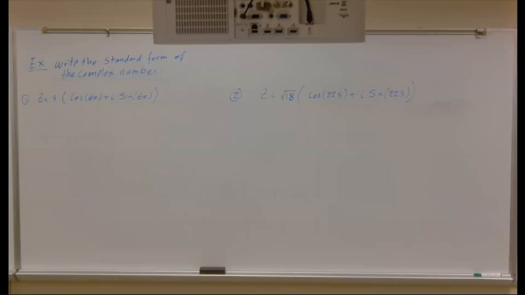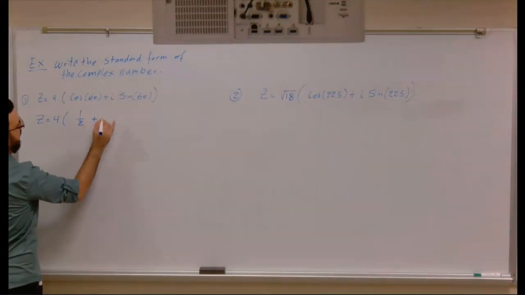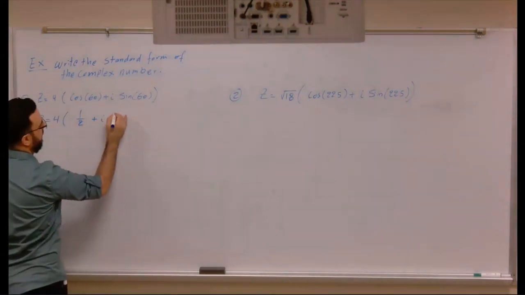Write the standard form of a complex number. How are we going to write down the standard form? Z equals, here is the 4. What's cosine 60? Cosine 60 is 1 over 2, plus I. What's sine 60?